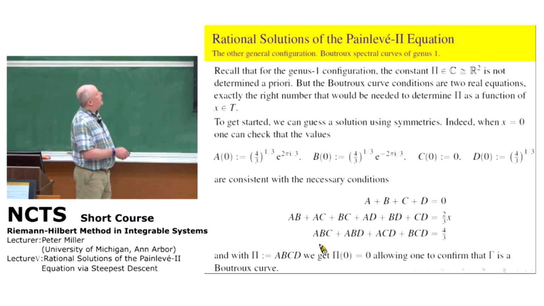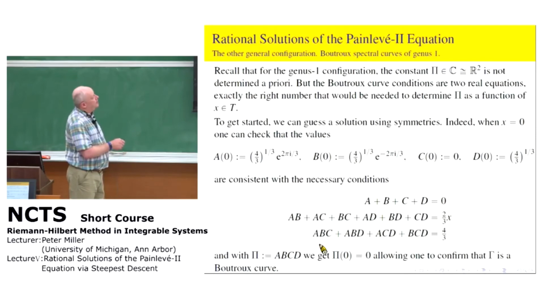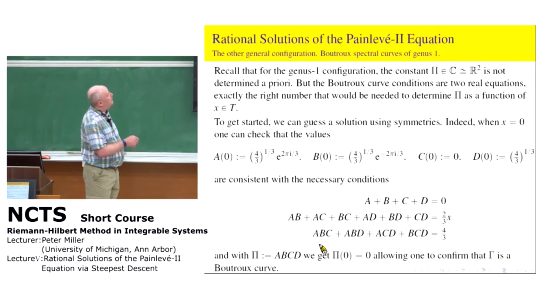Okay, so let's recall that for the genus 1 configuration, this constant pi in the complex numbers, which you may think of as R2, it's not determined a priori. It was free, which was annoying. But now we have these Boutroux curve conditions, and those are 2 real equations, which is exactly the right number that we would need to determine this pi as a function of x on the triangle.